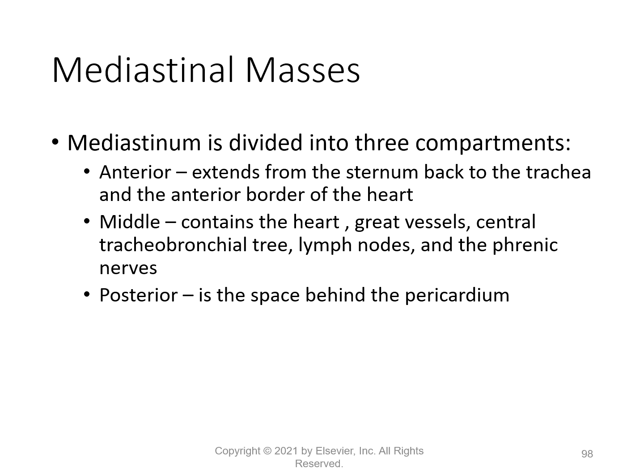Now we're going to look at mediastinal masses. The mediastinum is divided into 3 compartments, with the anterior compartment extending from the posterior sternum to the trachea and the anterior border of the heart. The middle contains the heart, the great vessels which refer to the aorta and superior and inferior vena cavas, and the central tracheobronchial tree, lymph nodes, and phrenic nerves, the nerves that trigger and control your diaphragm. And then the posterior space is the space that's behind the pericardium, with not much else there.